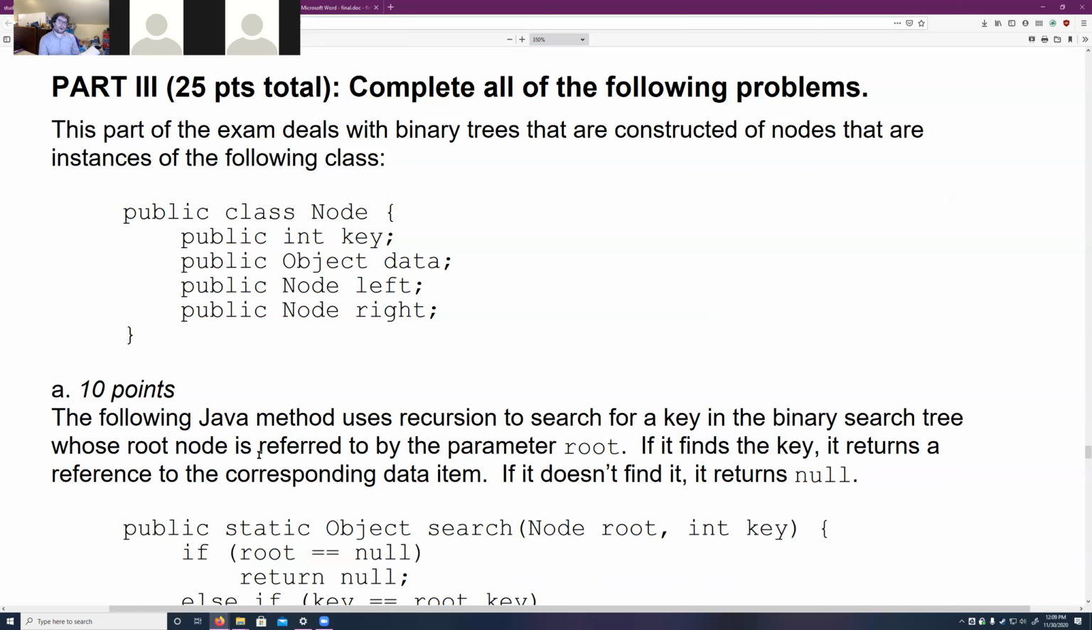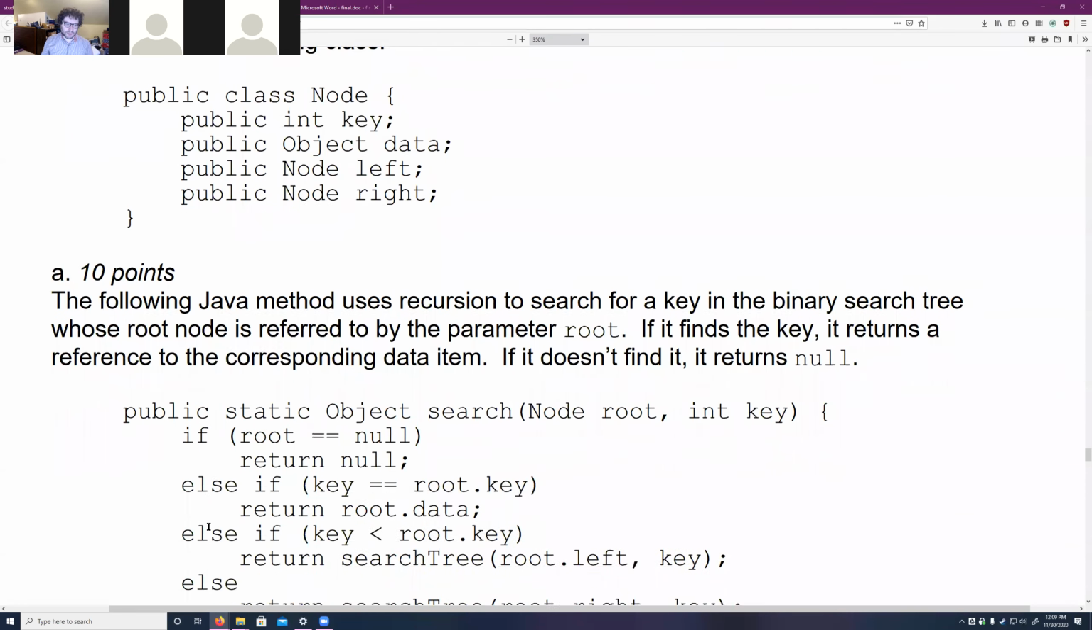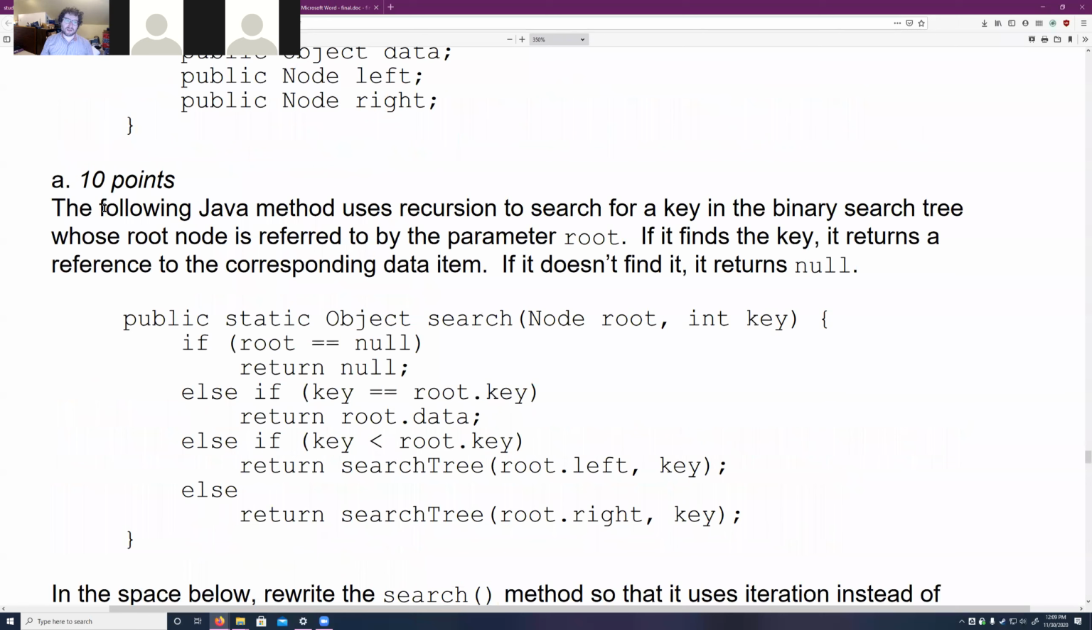So this part of the exam deals with binary trees, so a bit of programming before we go. This part of the exam deals with binary trees that are constructed of nodes using this class. The following Java method uses recursion to search for a key in a tree whose root node is referred to by the parameter. If we find the key, it returns the reference to the corresponding data item.